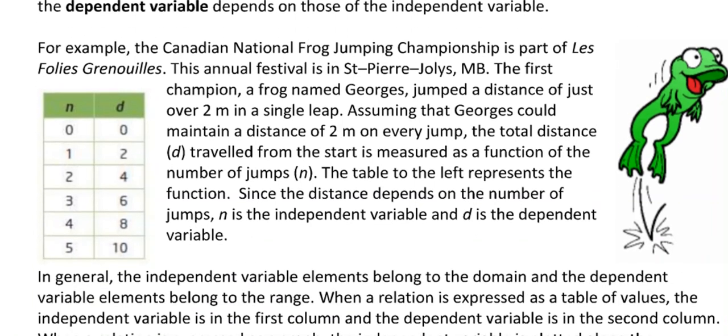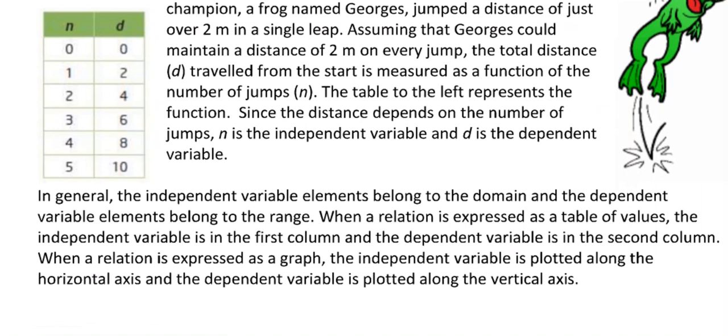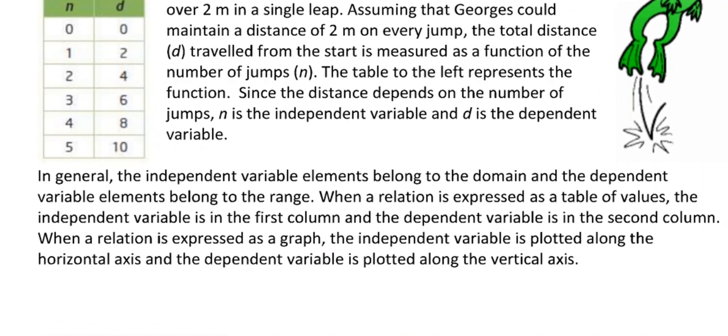It says, the Canadian National Frog Jumping Championship is part of an annual festival in St. Pierre, Manitoba. At the first championship, a frog named George jumped a distance of just over 2 meters in a single leap. Assuming that George could maintain a distance of 2 meters on every jump, the total distance traveled from the start is measured as a function of the number of jumps. The table to the left represents the function. Since the distance depends on the number of jumps, n is the independent variable and d is the dependent variable.